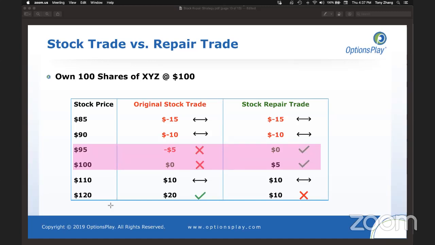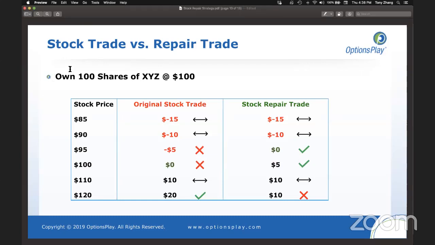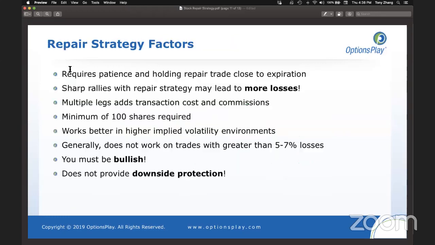And keep in mind that these outcomes are only true at expiration. And that is the one big caveat of these repair strategies, that prior to expiration, the strategies do not look remotely like this. And I want to walk you guys through that because it's really important to understand what actually happens on a repair trade before expiration.